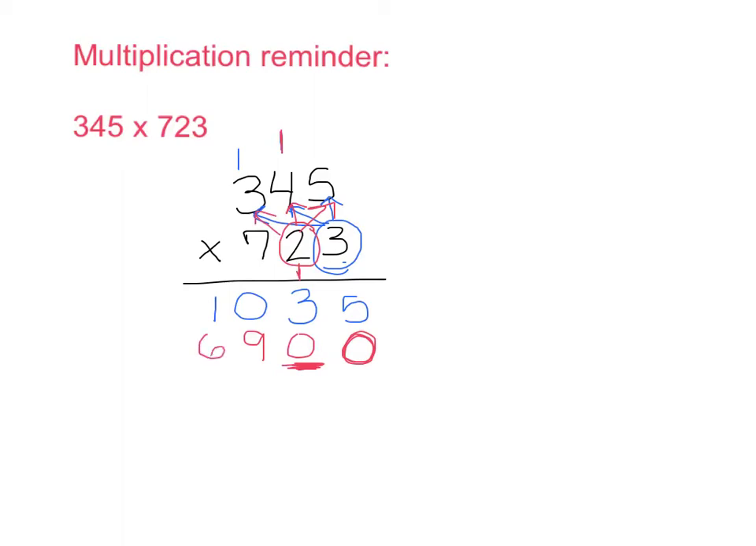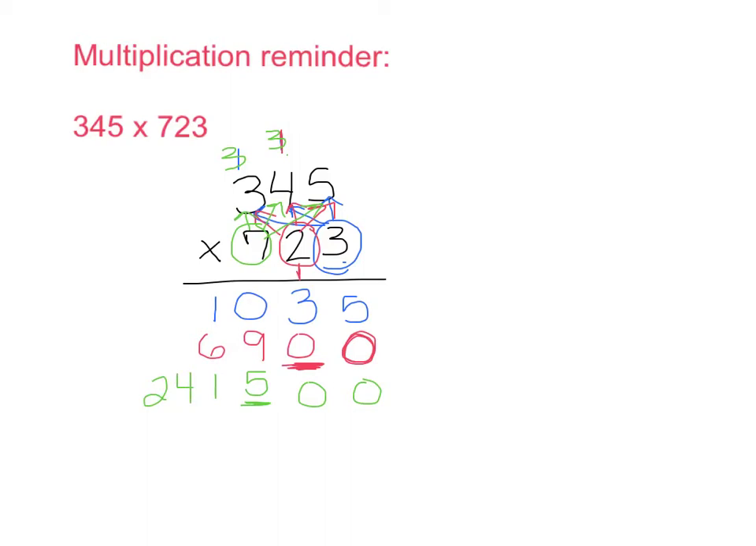And last but not least, I'm going to take a look at the 7. 7 times 5, actually down here I begin in this third spot, so I fill in the zeros. 7 times 5 is 35, put the 5, carry the 3. 7 times 4 is 28, plus 3 is 31. So I put the 1, carry the 3. 7 times 3 is 21, add the 3, so I get 24.